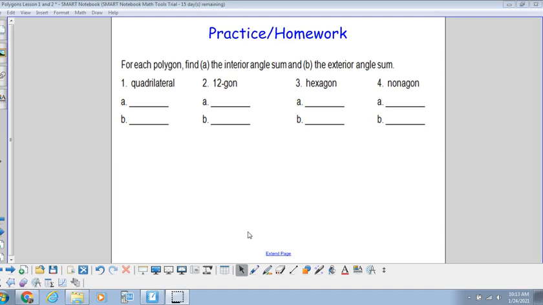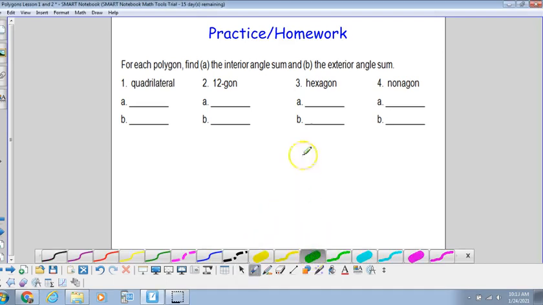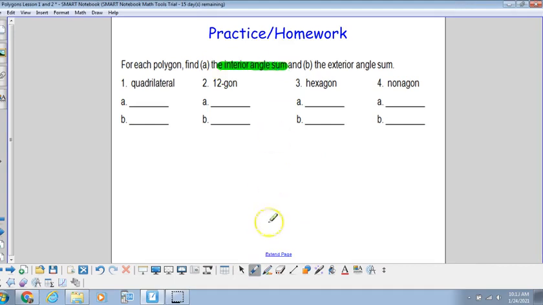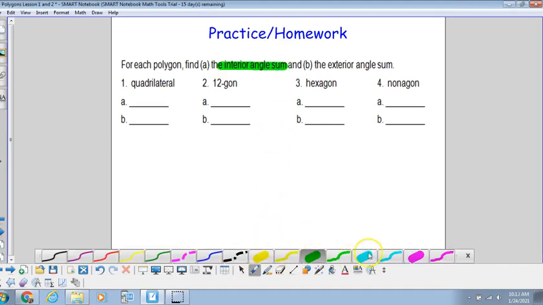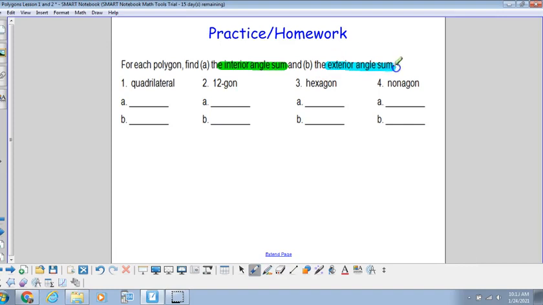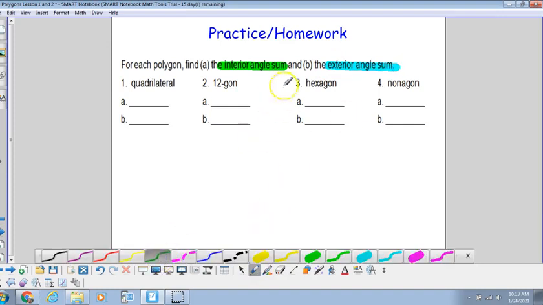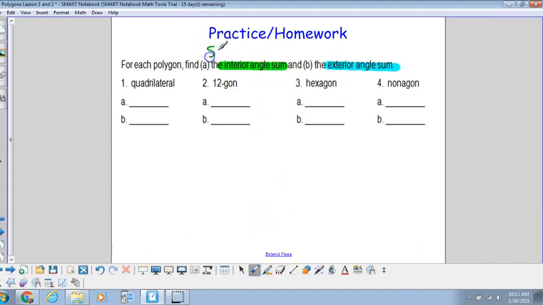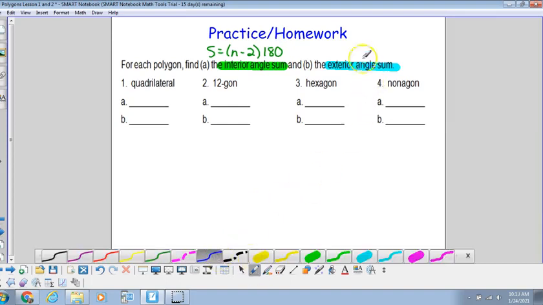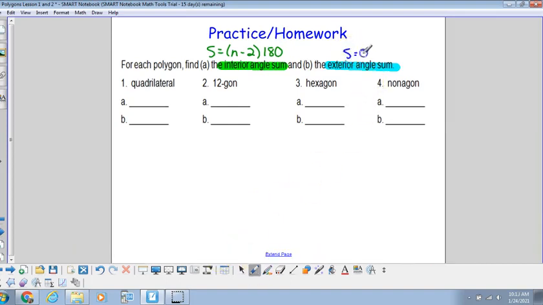Okay, for our first section we are asked to find A, the interior angle sum, and for B we are asked to find the exterior angle sum. So there's a formula for each of these. For the interior angle sum, the sum is equal to the number of sides minus 2 times 180. And for the exterior angle sum, that sum is always just 360.